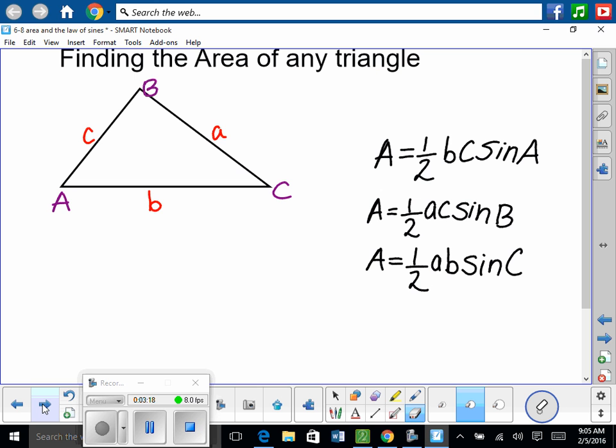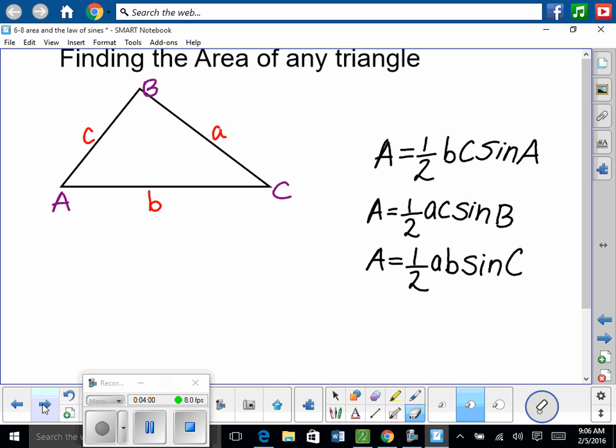So if I asked you to find the area of something like this, there's no right angles involved. Unless you're given for sure that there's a right angle, you can never assume, even if it looks right, that this is a right angle. So this is the formula for that. 1/2 times B times C times sine of A. So once again, this will actually work for any triangle. To find the area of any triangle that's not right, or if it's right, you just use 1/2 times base times height. But this is how you find the area of any triangle: 1/2 times side B times side C times sine of A. So this is side B, side C, and then sine of angle A.